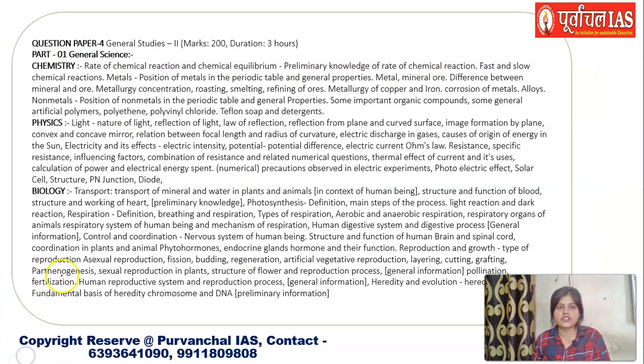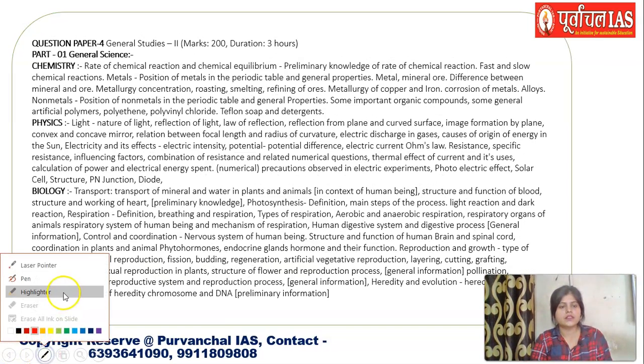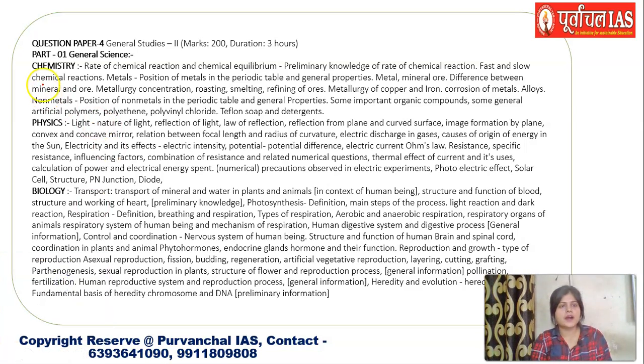Now starts the question paper 4, which is general science. Now don't be afraid after seeing so much of a syllabus here. Basically you have first part as chemistry, question paper 4. So actually question paper 4 you have, let me take up the pen. Okay, so part 1 here is of chemistry, then you have physics, and then you have biology.